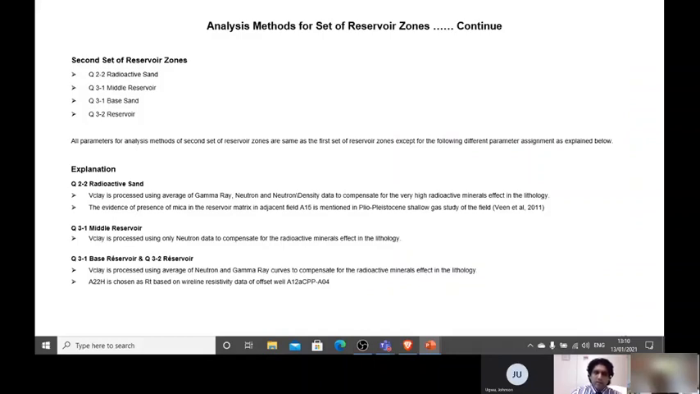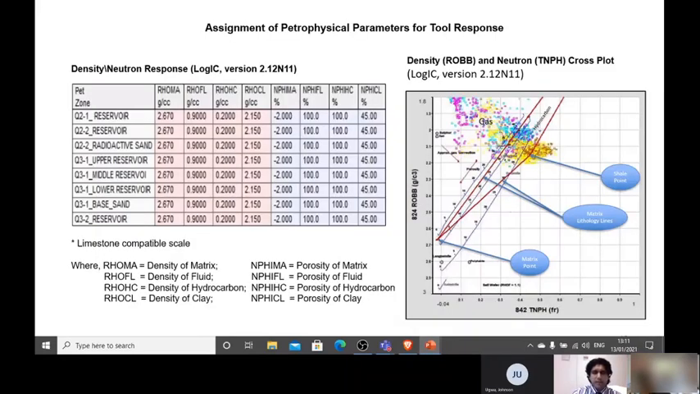All the parameters for the second set are same as the first set of zone, except volume of clay is processed using either density neutron or average of gamma ray and density neutron to compensate for the high radioactive mineral effects. Attenuation 22 inches, 2 megahertz is selected as a true resistivity formation for Q31 base sand and for Q32 reservoir.